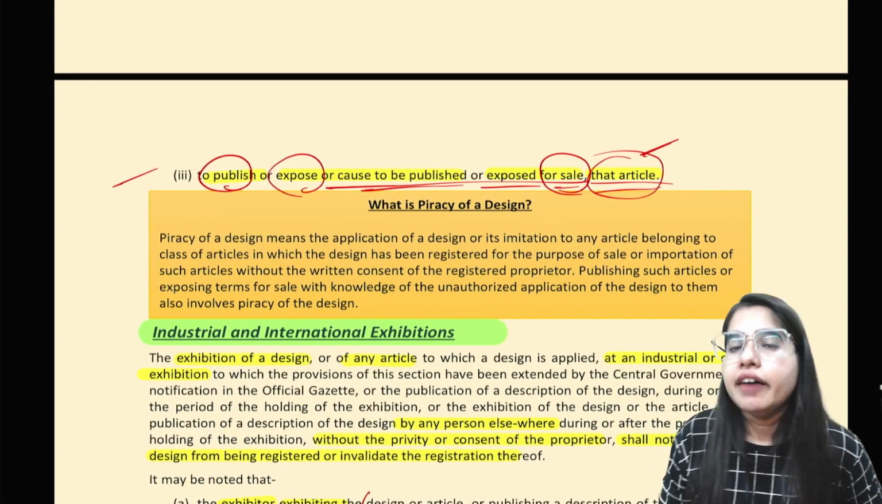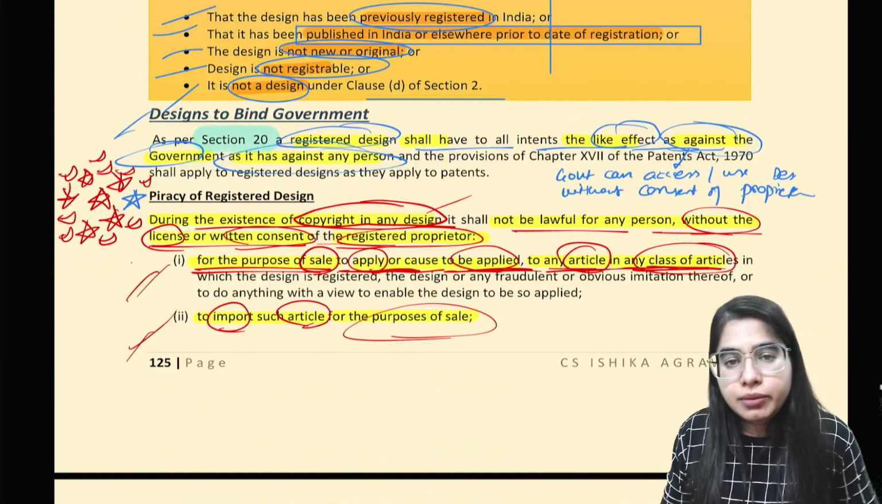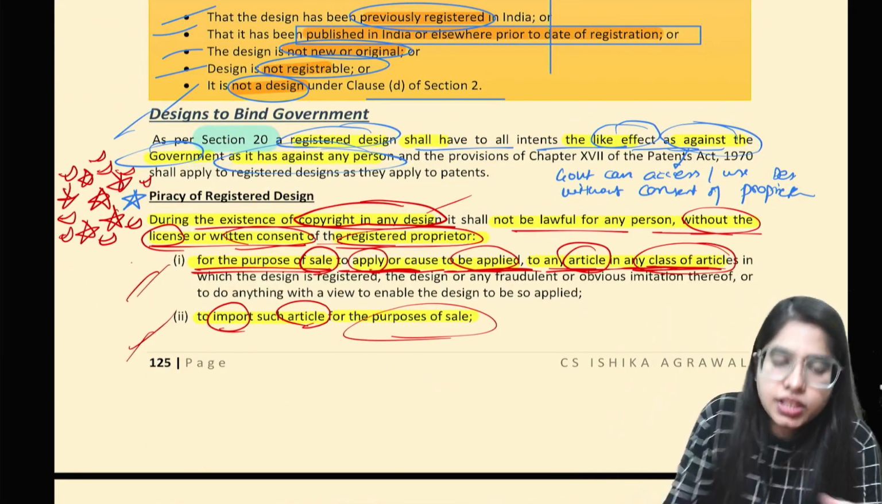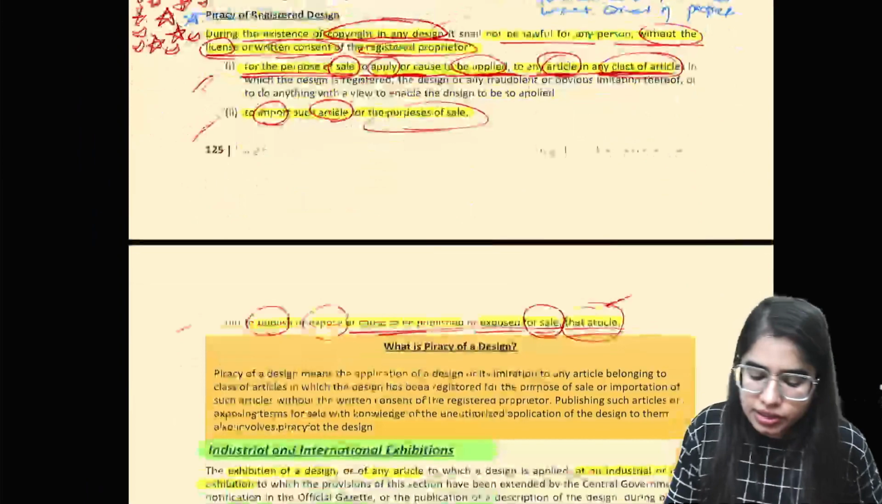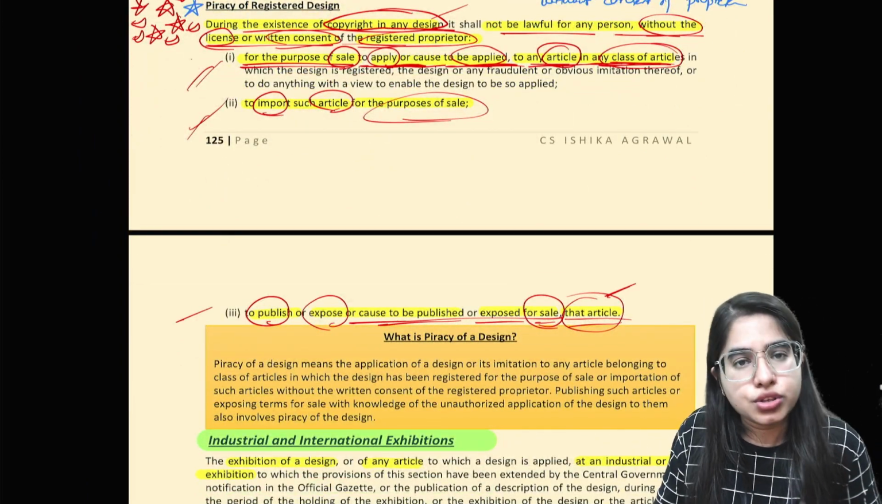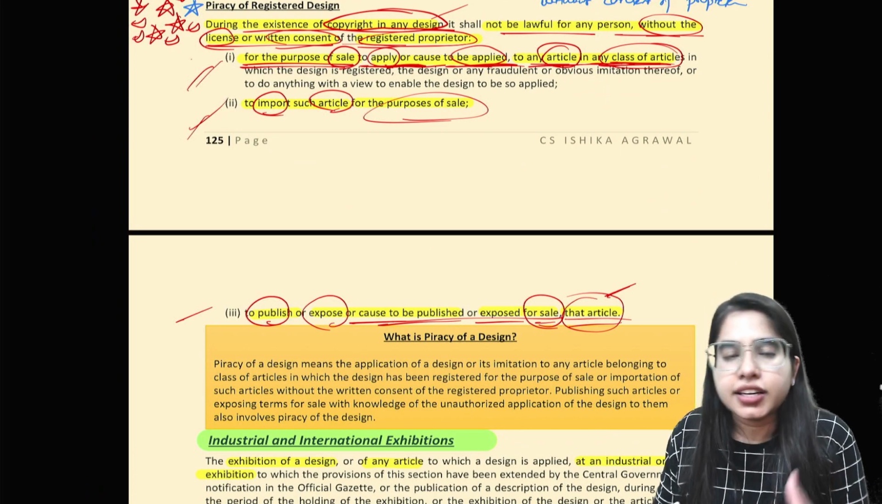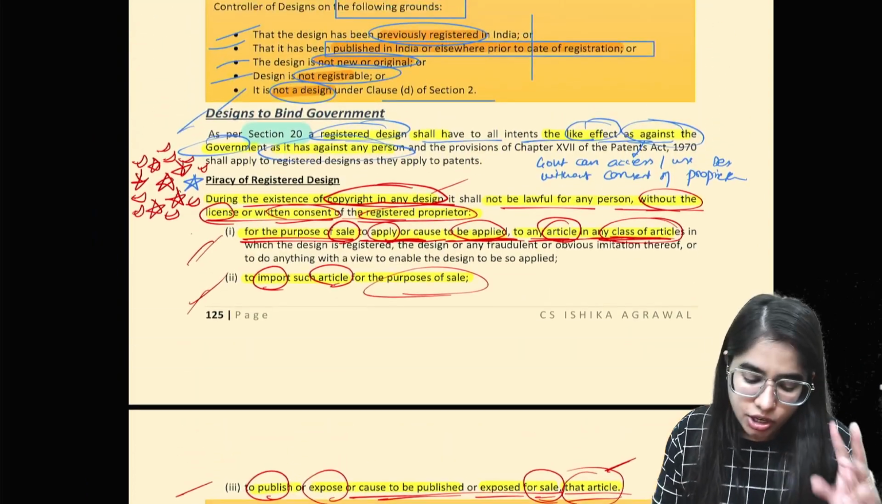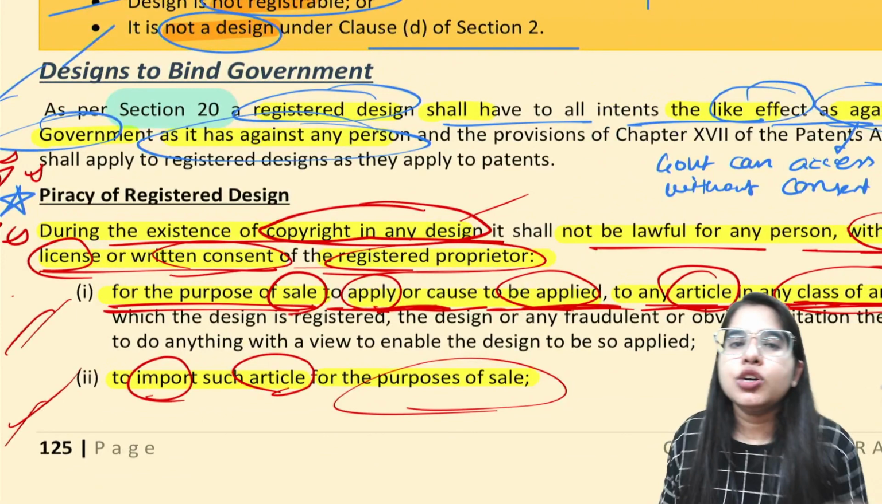That article, are we clear with this? Article means the product in which you are using that same design. So if, let's say, you are making the same design of shoes, those shoes will be called the article in which you are copying the design. So these three things are known as piracy of registered design.